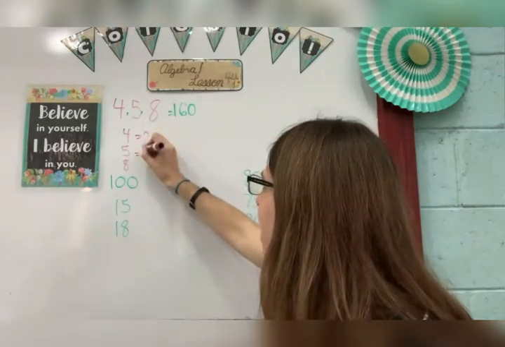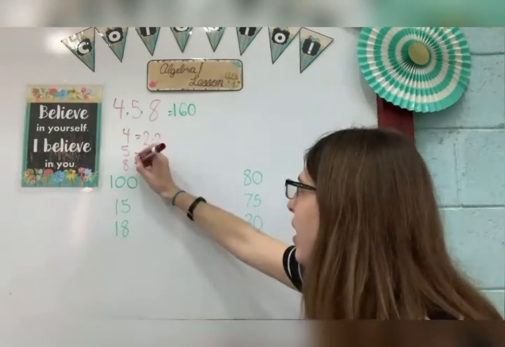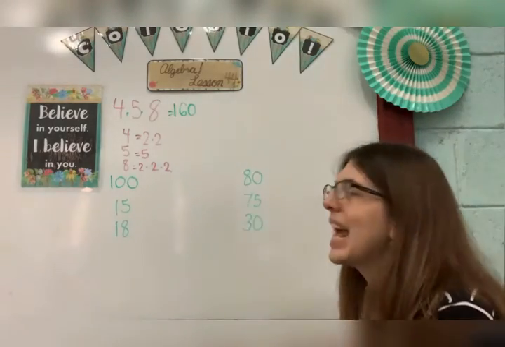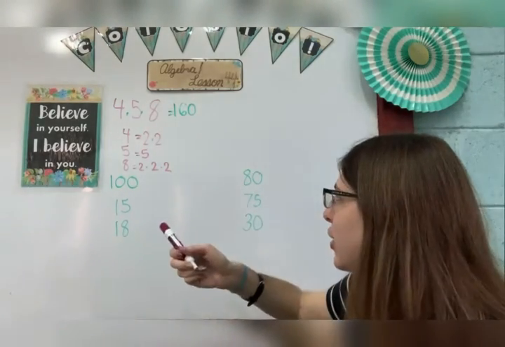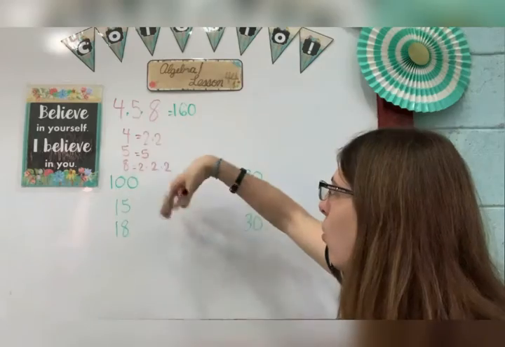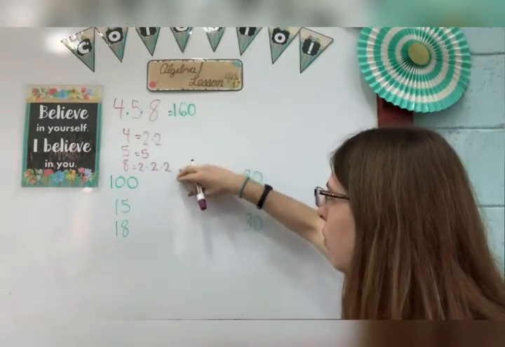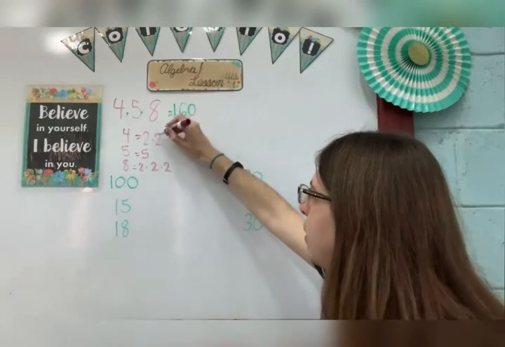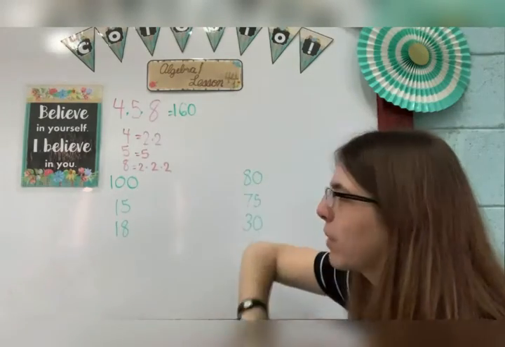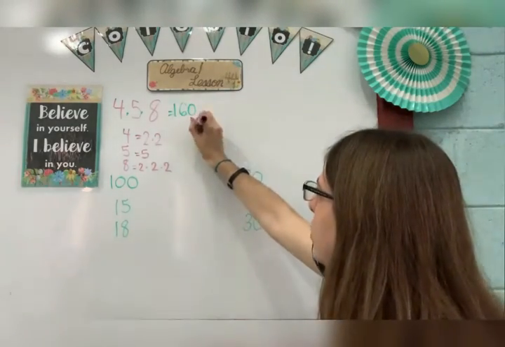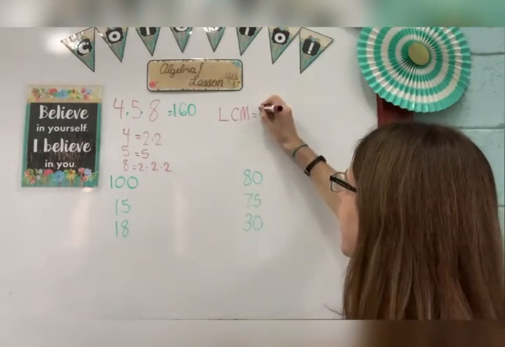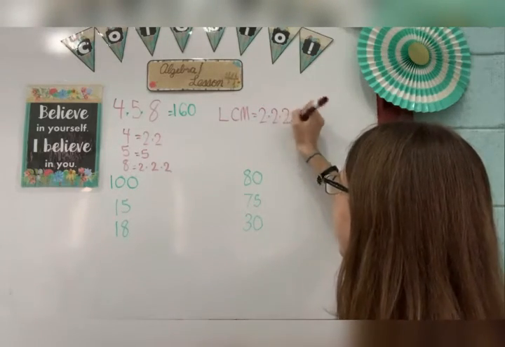The prime factor of 5 is 5. Remember, 1 is not a prime factor. The prime factors of 8 are 2, 2, and 2. Now, we take each prime factor and we write it the greatest number of times that it's used as a factor for one of the numbers. So 2 is used as a factor here with 4 and here with 8. It's used twice with 4, but 3 times with 8. So it's used a greater number of times with 8. So I need to use it 3 times in finding my least common multiple.